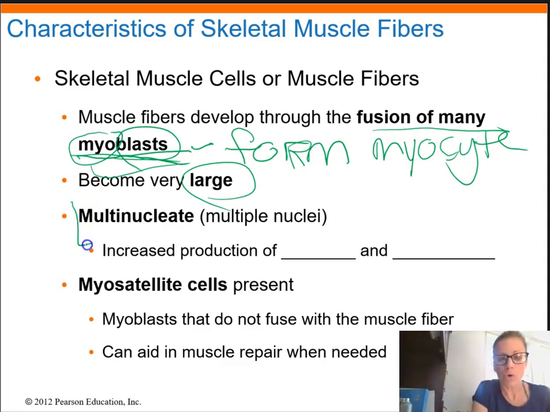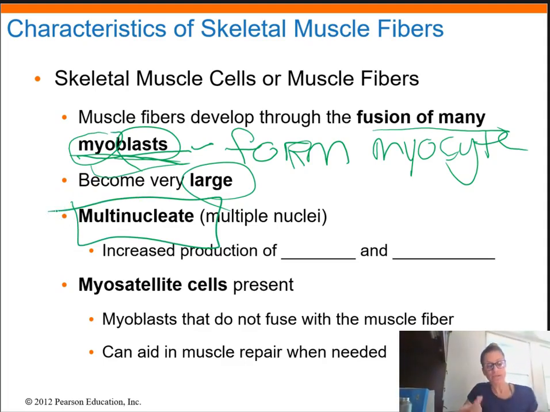They're also multinucleate. Most cells have one nucleus, and remember, inside that nucleus is DNA. That's the recipe book, the directions for how to make proteins. So most cells have one nucleus, one copy of DNA. Because the muscle fiber is made from hundreds of other cells, it has hundreds of nuclei. Each of these myoblasts that comes to fuse has a nucleus. So when the cell fuses, the nucleus is also present.